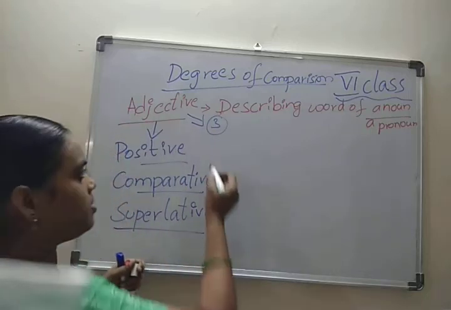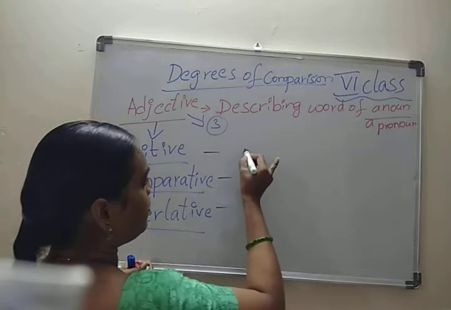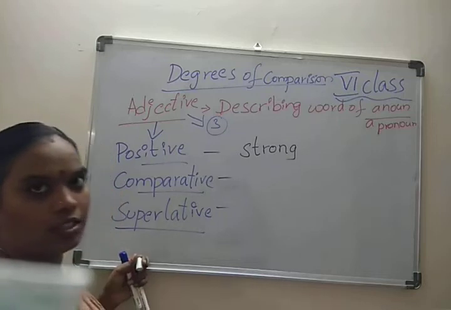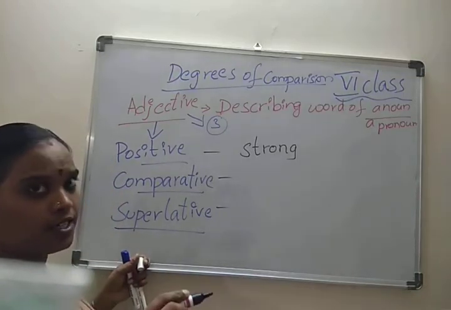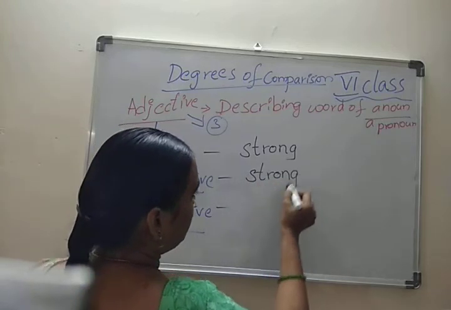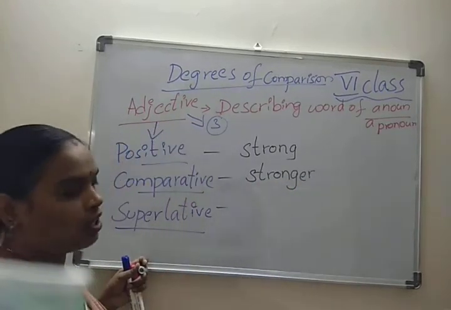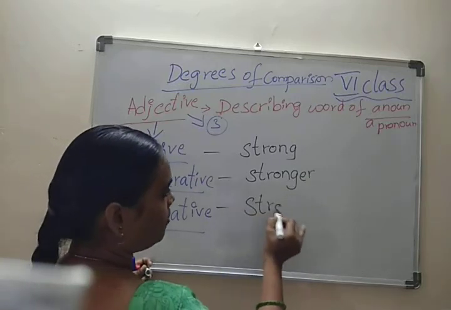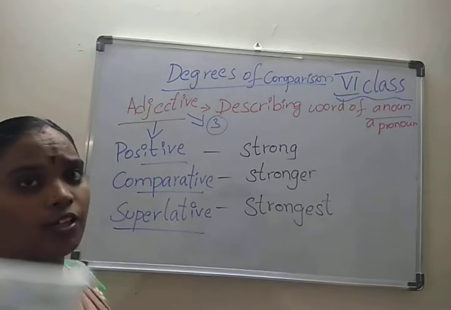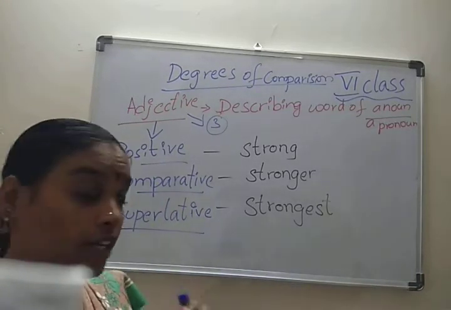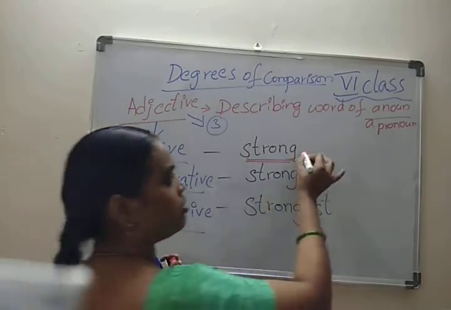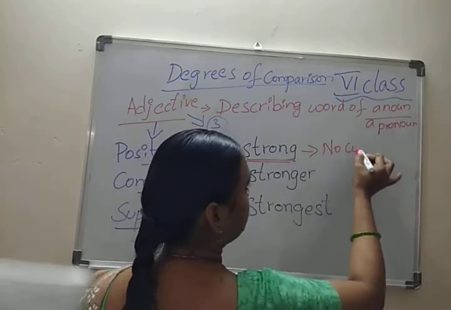For example, I am giving the word strong. In the positive sense, the basic adjective is strong. Whenever we are writing in the comparative, we use stronger. And the superlative form of the adjective is strongest. Did you notice, children, what we have changed while writing? In the positive form, no change means no comparison here.